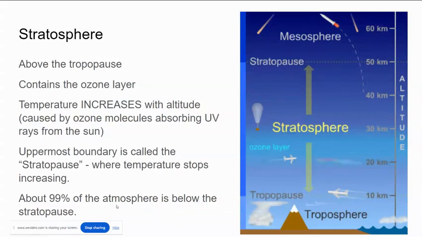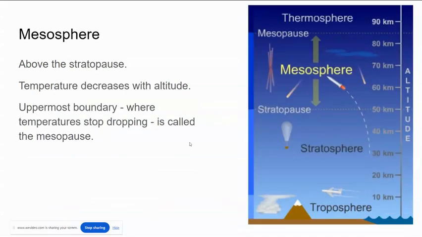99% of the atmosphere is below the top portion of the stratosphere called the stratopause. 99% of our atmosphere is below that. But there's still more layers. The next layer up above the stratosphere, above the boundary that we call the stratopause, is the mesosphere. Meso means middle. The mesosphere is the next layer, and that's where temperature starts to decrease again with altitude. And it can actually get quite cold, to minus 60 degrees Celsius, when you finally get to the top, called the mesopause. The uppermost boundary is called the mesopause.